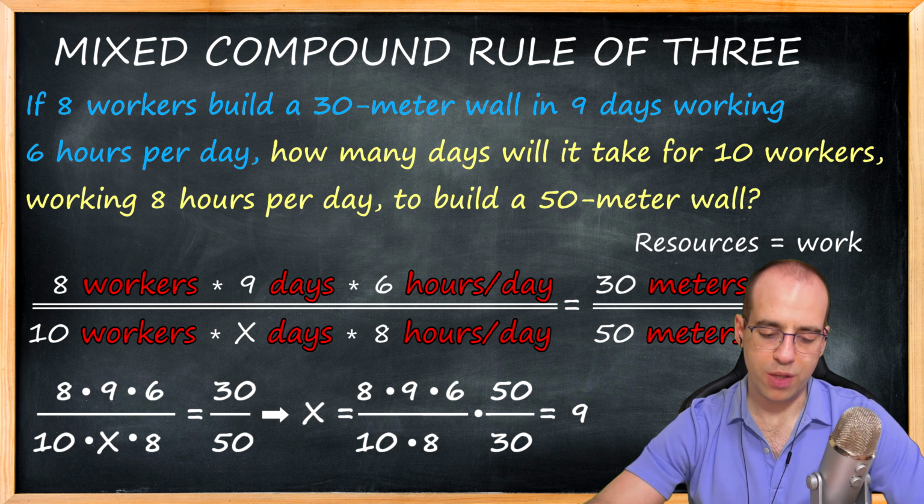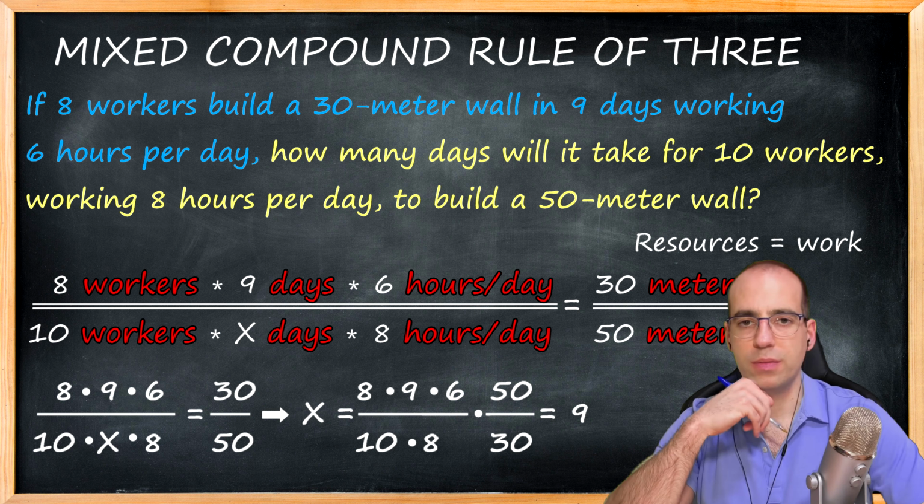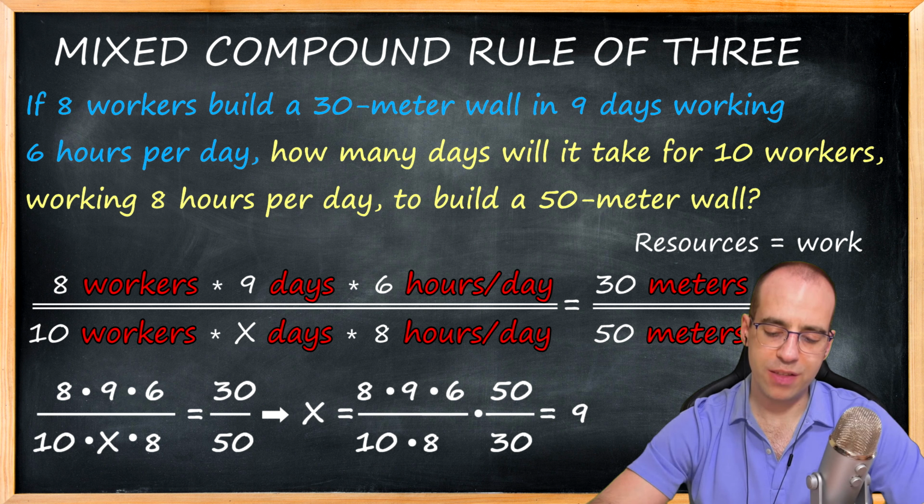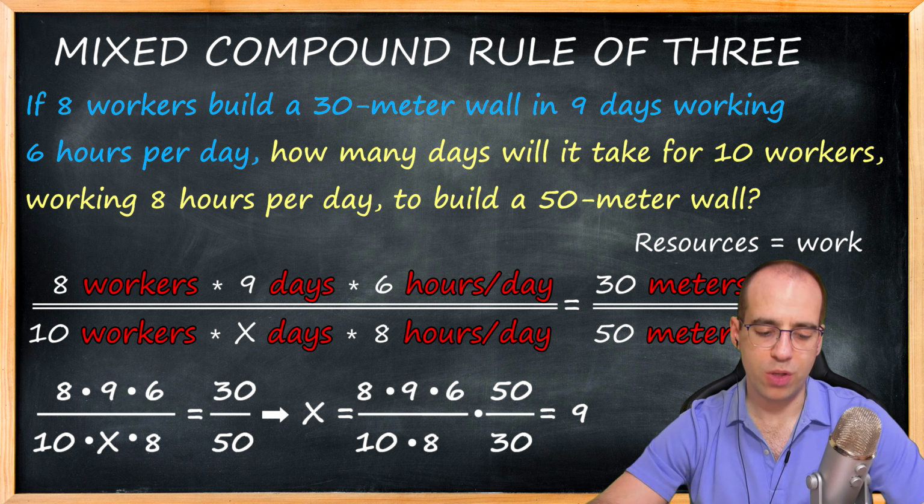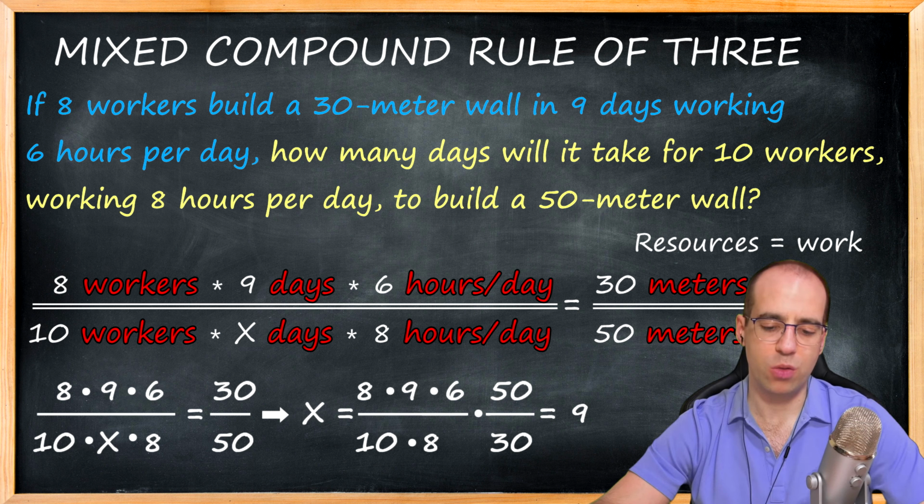9 what? Well, going back to the measurement, where we had the unknown, which was x days, we see that it's 9 days that it takes for 10 workers, working 8 hours a day, to build a 50-meter wall.